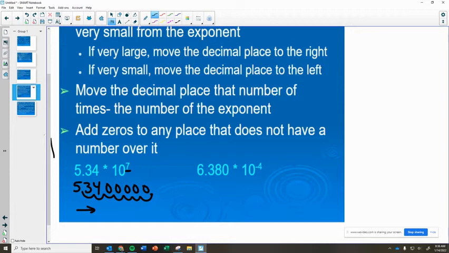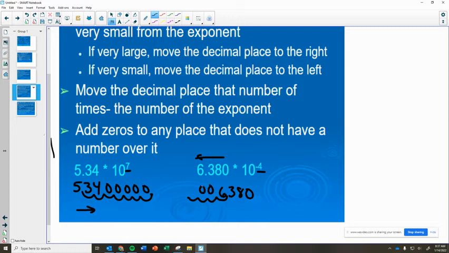Okay, let's try this other one. Because this is a negative 4, I know it's going to be a really small number. So instead of moving it to the right, I'm going to move it to the left. Here, we'll do it here: 6380. My decimal point was here. So I'm going to go 1, 2, 3, 4, new decimal point.